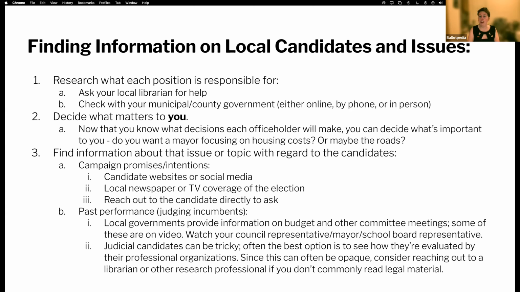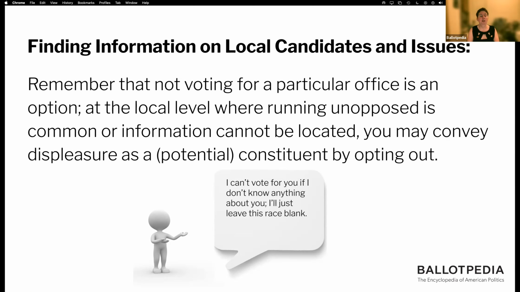The last thing I wanted to bring up there was finding information on local candidates and issues. Always remember that not voting for one particular office is an option at the local level, where it's very common for people to run unopposed or for information to just plain not be available. If there are 10 offices on your ballot, you can vote for 8, you can vote for 9, you can vote for 6. Your vote will be counted if you even vote for one of those offices.